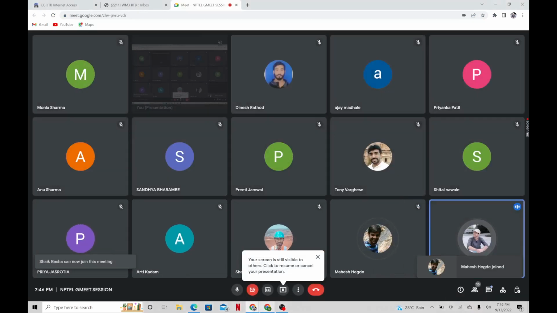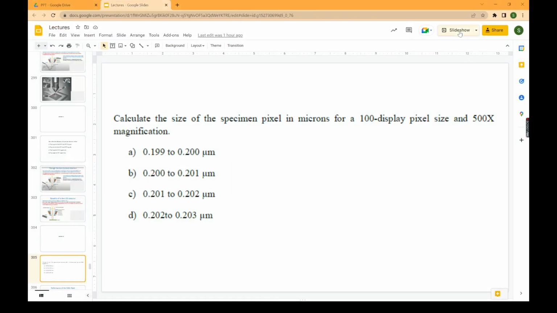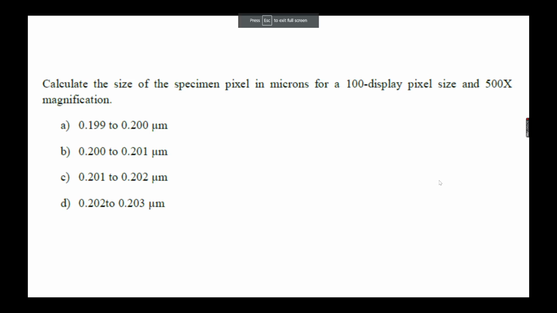But anyway, what you are saying is right, but this is my observance, and you can think on this also. Okay, so what is the answer here? What will the answer be? B, 0.200 to 0.201.